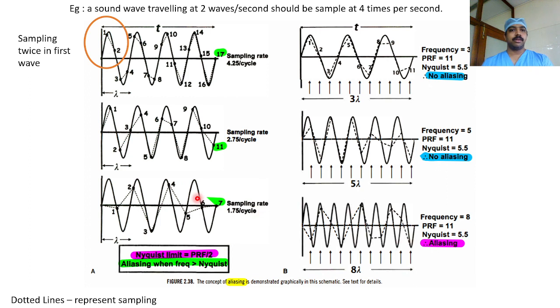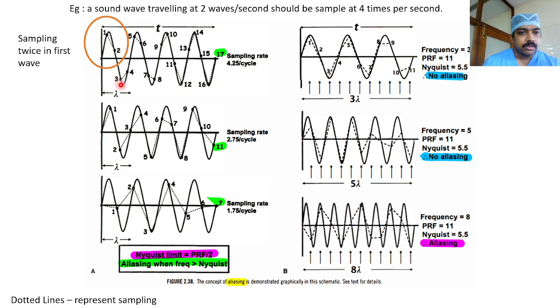So this is an example to show aliasing. In this picture we have various waves. This straight curve is the normal frequency which we send in, and the dotted line is the sampling. In this we can see there is one wave, this is the second wave, this is the third wave, and this is the fourth wave.